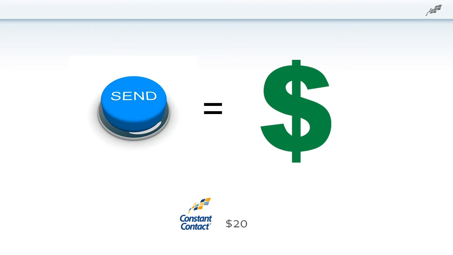Why is the ROI so great? Because, for example, you can have a Constant Contact account that starts at $20 a month. There's no other marketing tool where you're investing $20 and allows you to generate emails that create revenue for your company. It's a very smart approach.